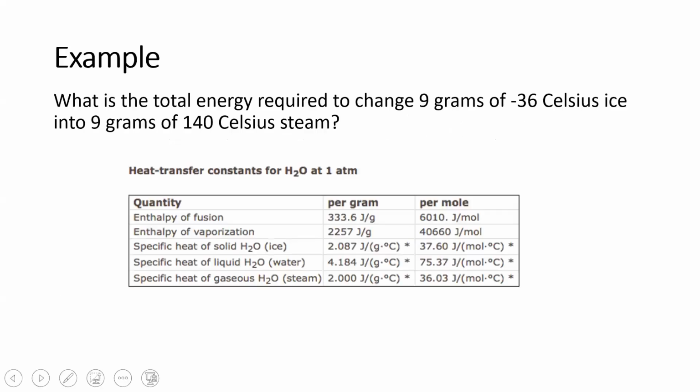Today he went over thermochemistry, and we're going to be doing an example relating to heat capacity. So today's problem says, what is the total energy required to change 9 grams of negative 36 degrees Celsius ice into 9 grams of 140 degrees Celsius steam?